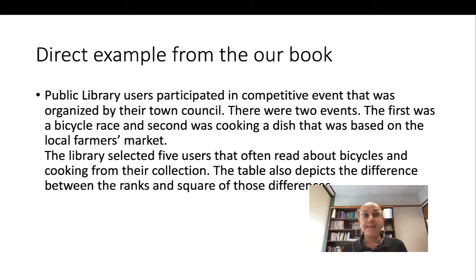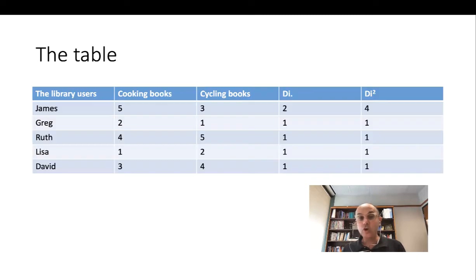Direct example from our textbook: public library users participate in competitive events organized by the town council. There are two events. The first one is a bicycle race, and the second one is cooking a dish based on a local farmer's market. And the library selected 5 users, which is a sample, who often read about bicycling and cooking from their collection. The table that I'm going to present here is what it consists of.